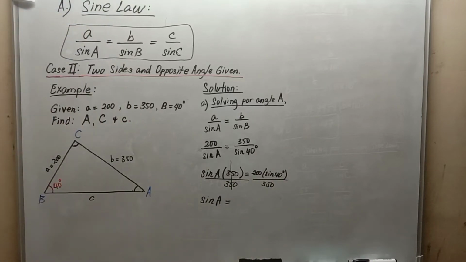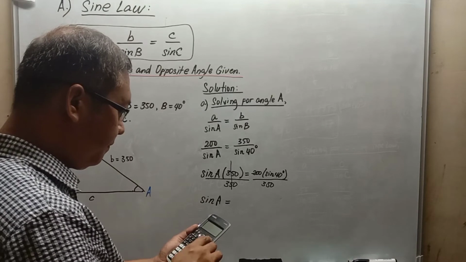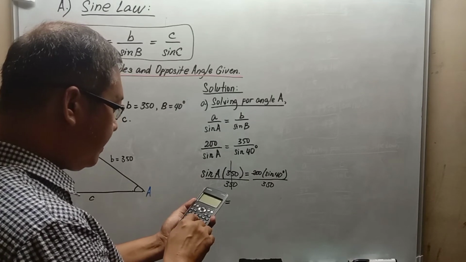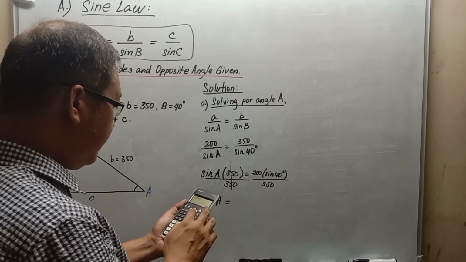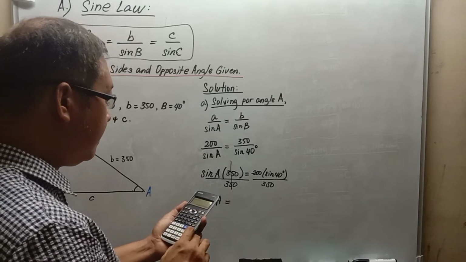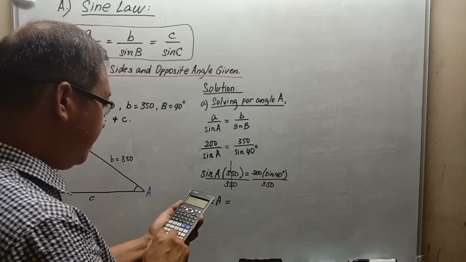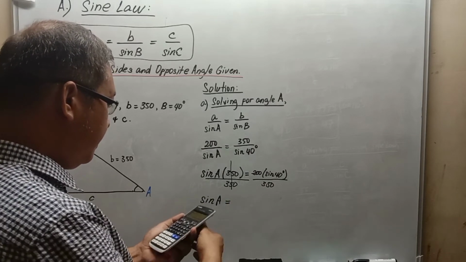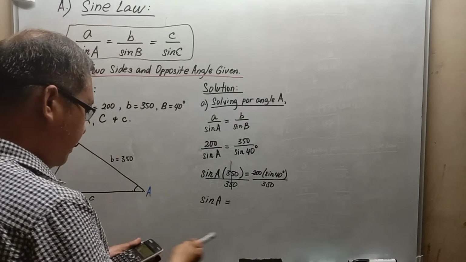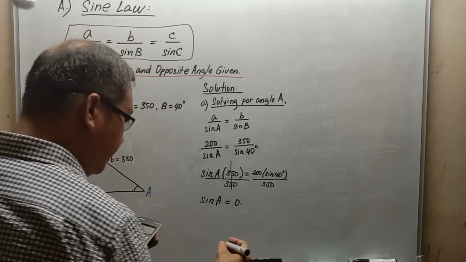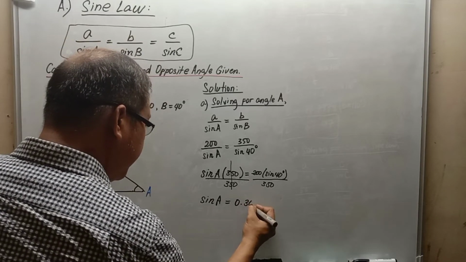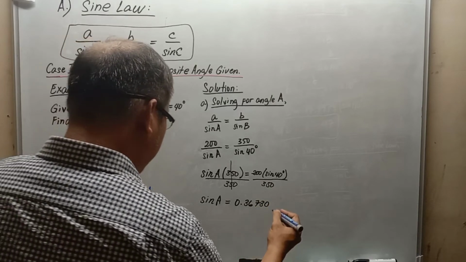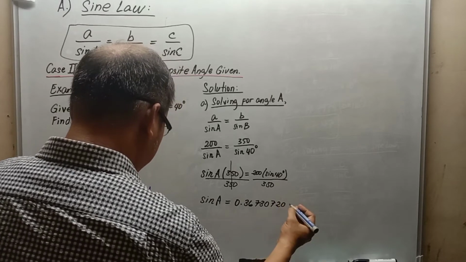So the remaining will be sine A, which is equal to how much, guys? Let me calculate. Sine 40 degrees times 200 divided by 350. So there are 0.36730720 55.